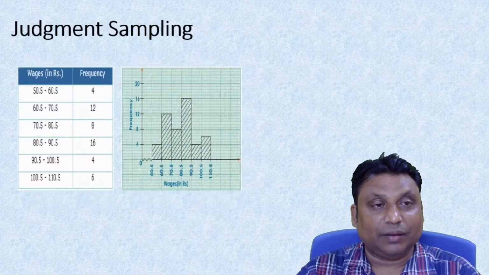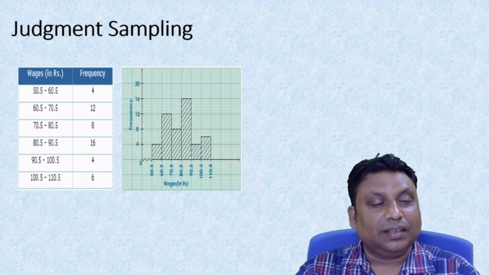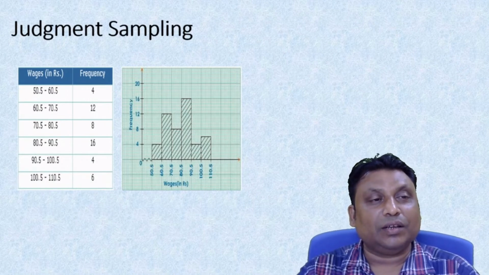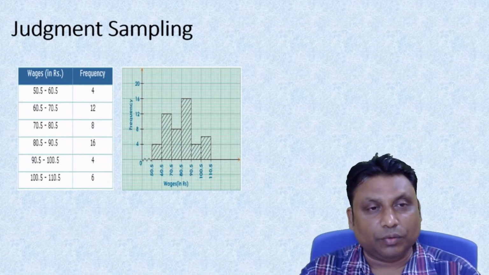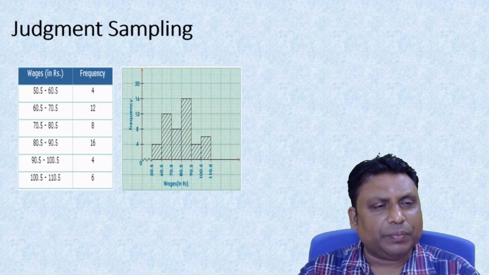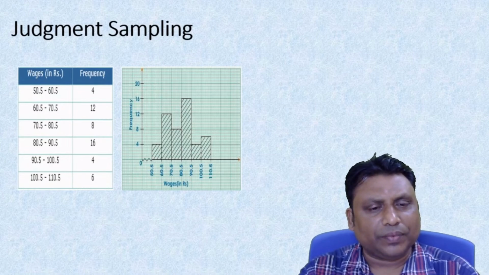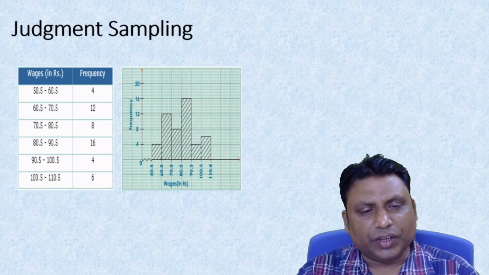Like, I am giving another example: wages and frequency. Another, this is judgment sampling. This is not exactly, this is a bar diagram. Mistake, we are writing this one. So in here, wages is given as 50.5 to 60.5, 60.5 to 70.5, 70.5 to 80.5, 80.5 to 90.5, 90.5 to 100.5, and 100.5 to 110.5.